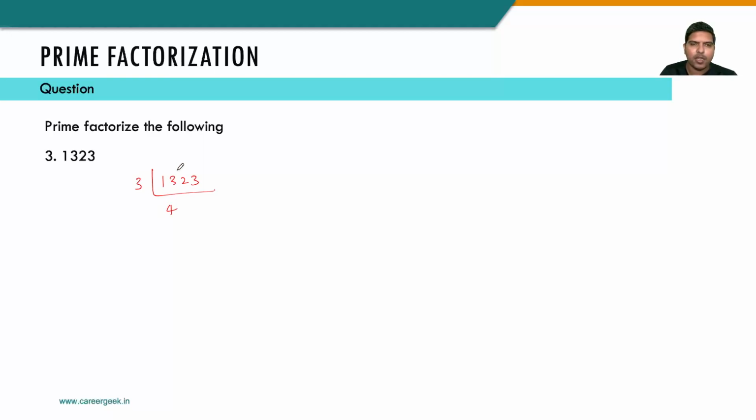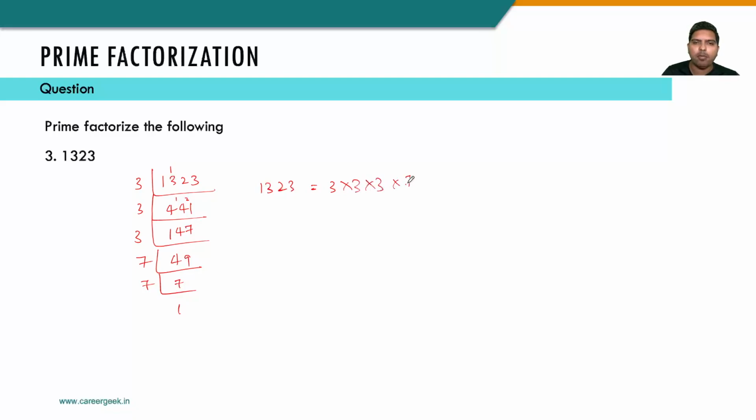3 4s are 12, 1 gets carried, so I get 12. So 4 4s are 12 and 3 is there, 1. So I'll try for 3. 441, 1 is there, 3. So 1 carries, 14. So I have 4, 12. So 2 carries, 21, 7. So I know 147 is divisible by 3. So it gives us 49, then 7 and 7. So what do we get? 3 cube multiplied by 7 square.